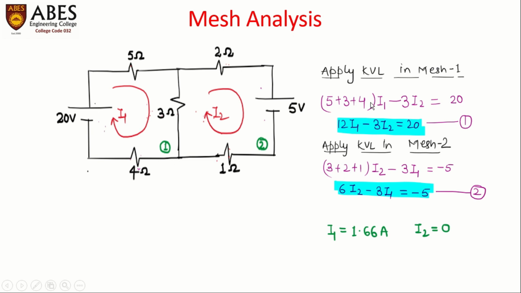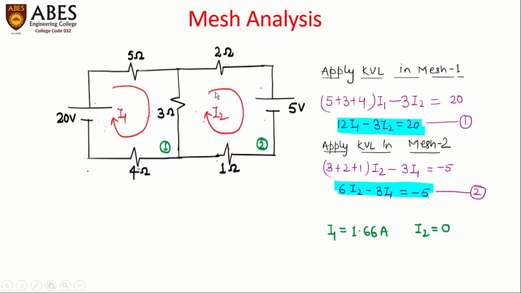Now I have applied the KVL in mesh 1. After solving this equation, I get the simple form of this equation, that is 12I1 minus 3I2 is equal to 20. Now this one is equation number 1.